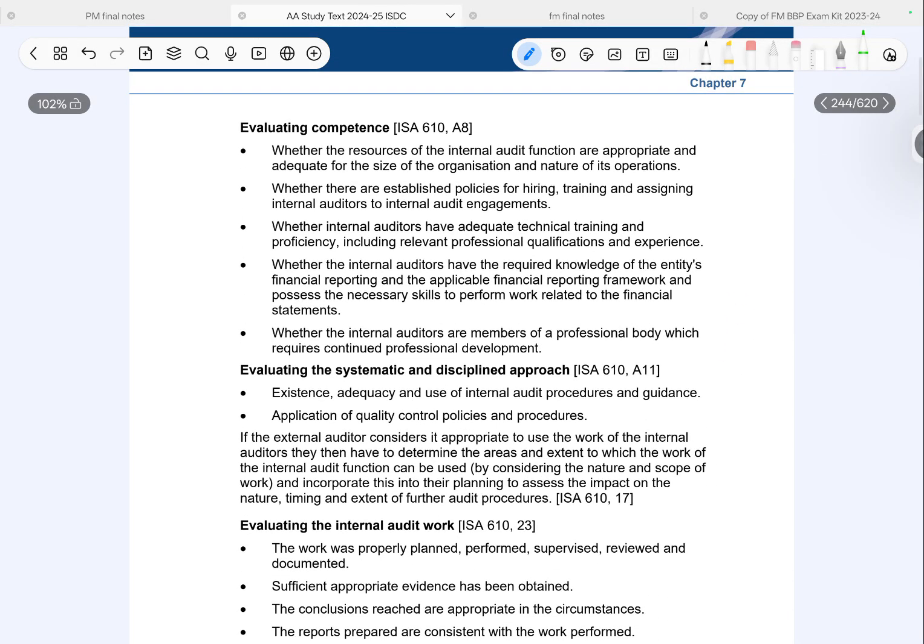Okay, so the auditor can never transfer responsibility. No matter who helps, the final opinion is always the auditor's. And usually, the auditor doesn't mention using others at all.